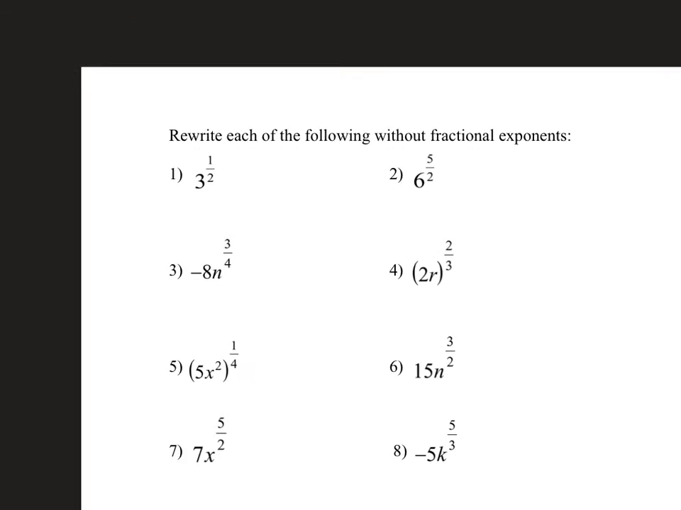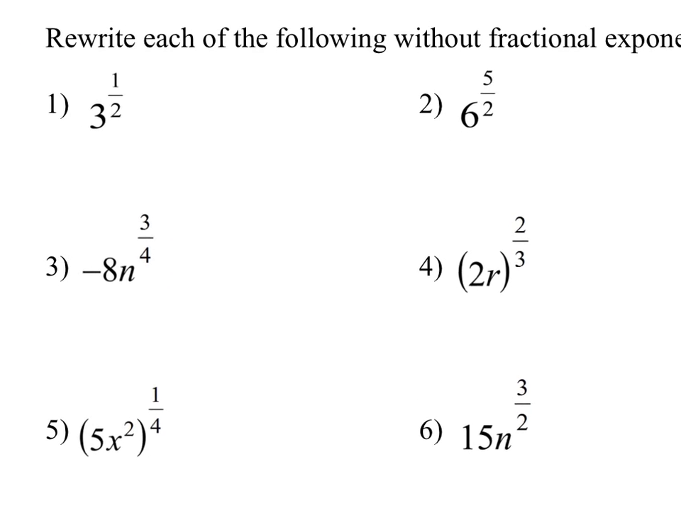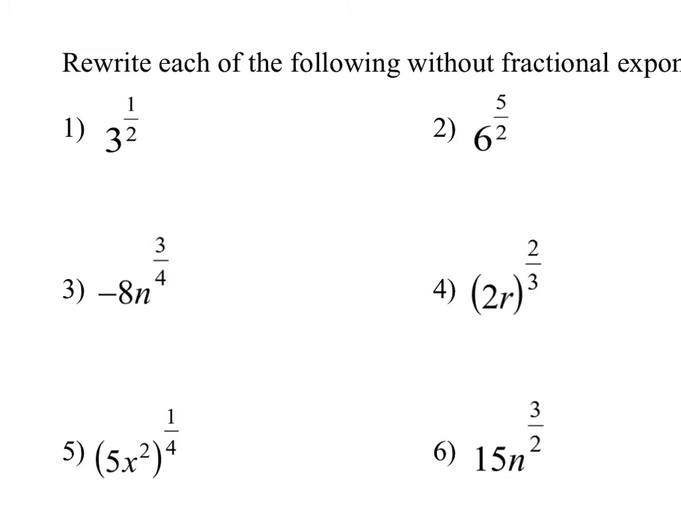Alrighty. So all we're doing is rewriting. We are not evaluating these in any way. We are simply rewriting these. So 3 is the base. Whatever is the base is what goes inside the radical. Then the top one goes inside, the bottom one goes outside.